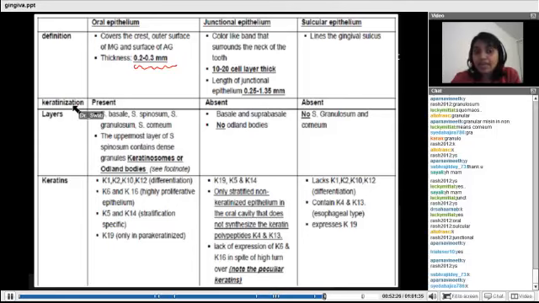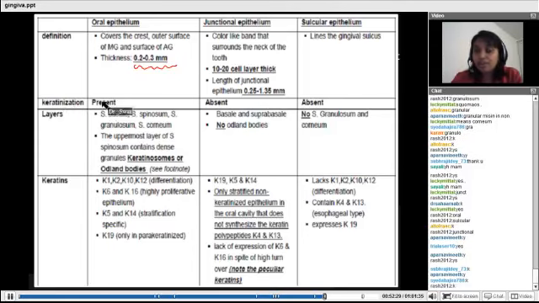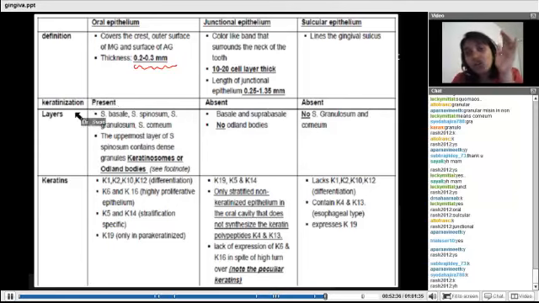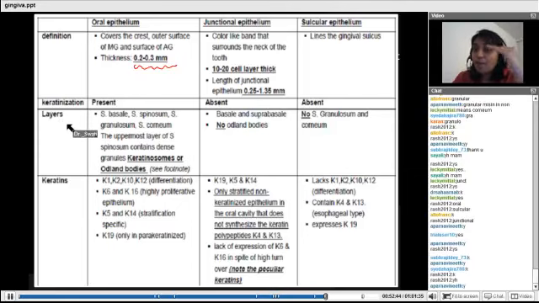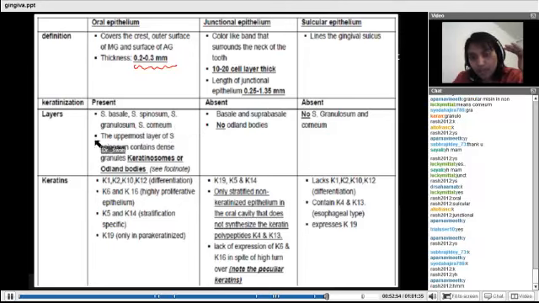The uppermost layer of spinosum will contain keratinosomes or odland bodies. Now we'll be talking about these odland bodies. These odland bodies are present only in the oral epithelium, the keratinized epithelium, and they are present in the upper part of the spinous layer. So we had our basal layer, then we had the spinous layer, and before the granular layer, here in the upper part of the spinous layer, we are having the keratinosomes or the odland bodies.